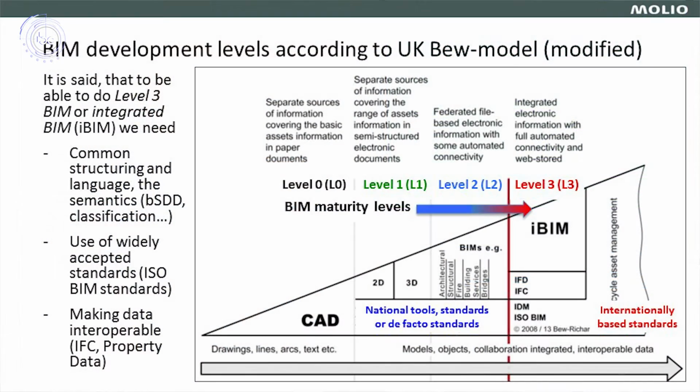have common structuring of information, we have to have a common language, we have to work with semantics, building smart data dictionary, classification issues, and those kinds of things. And also we have to use widely accepted standards like ISO BIM standards. And of course, making data interoperable by IFC, property data and that kind of thing is, of course, very, very important.